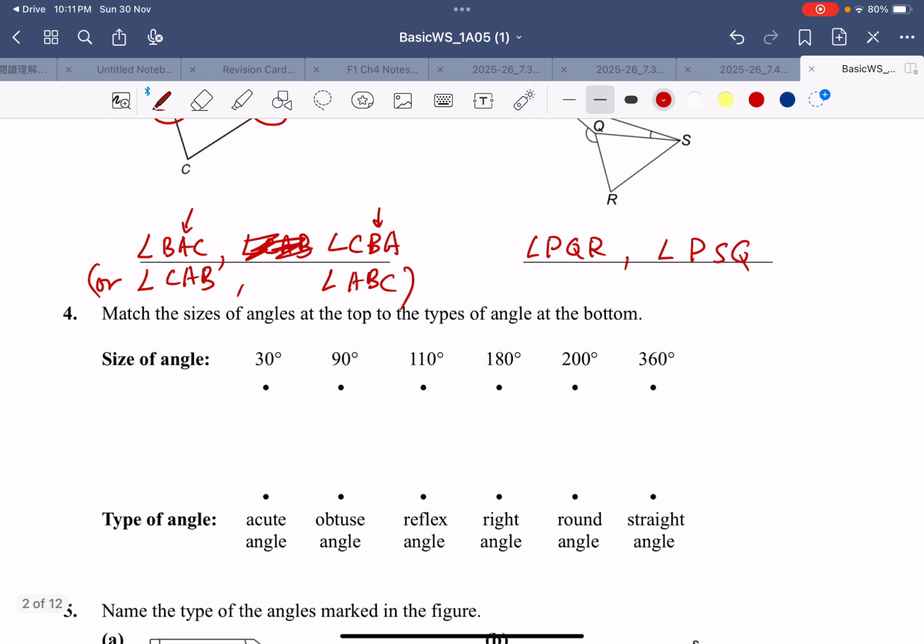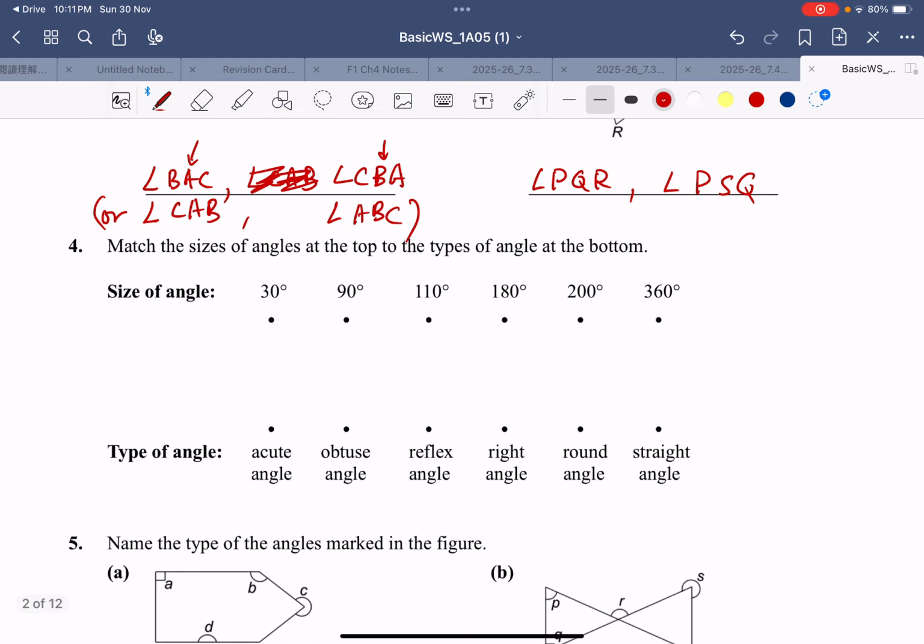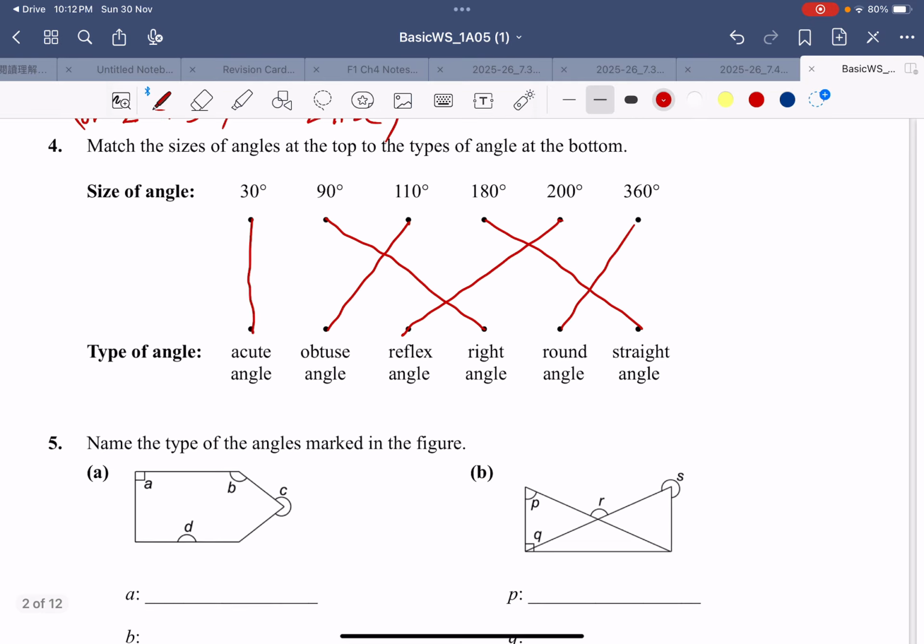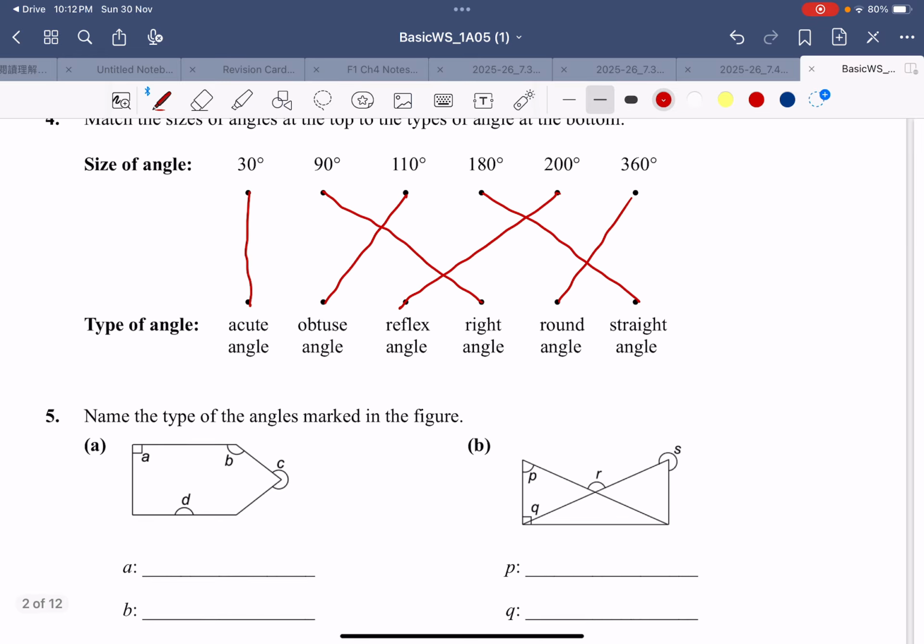Do some matching. 30 degrees corresponds to acute angle. 90 degrees should be the right angle. 110 is obtuse. And this is a straight angle. This is reflex. And round angle is what? 360. Quite simple, right? If you memorize all the names.